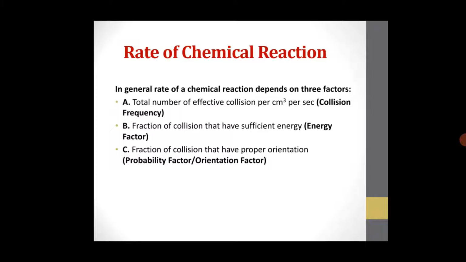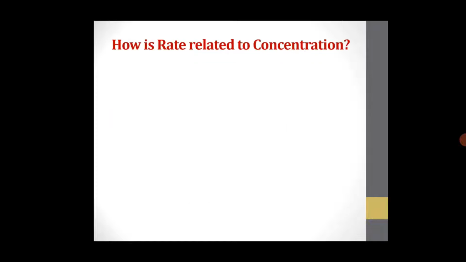This is because the reaction occurs due to collision between the molecules of sufficient energy and orientation, and that only leads to the product. And so the rate of the reaction is equal to collision frequency into energy factor into probability factor. But how is the rate related to the concentration?